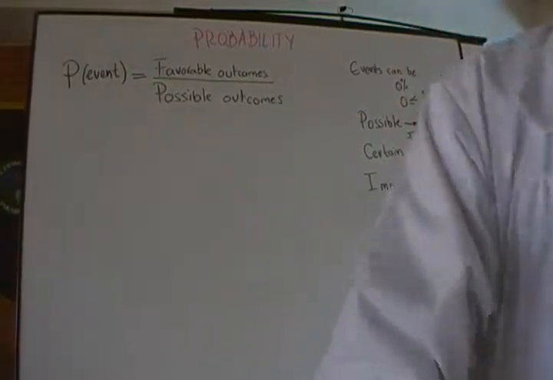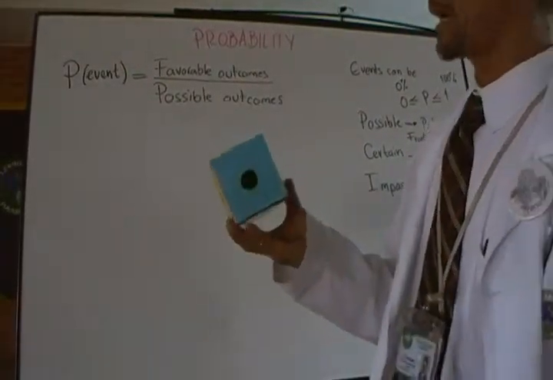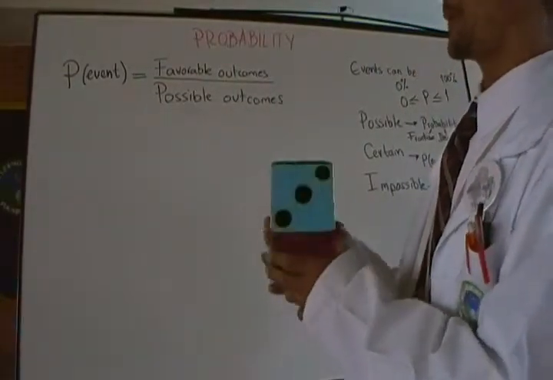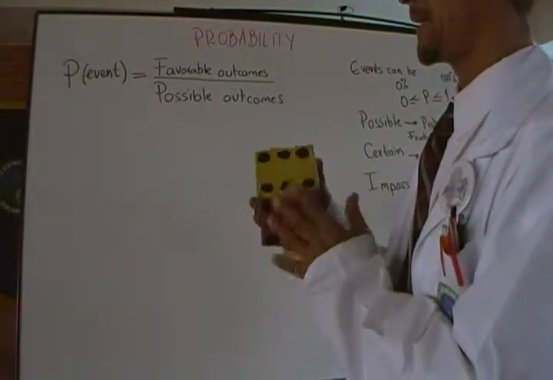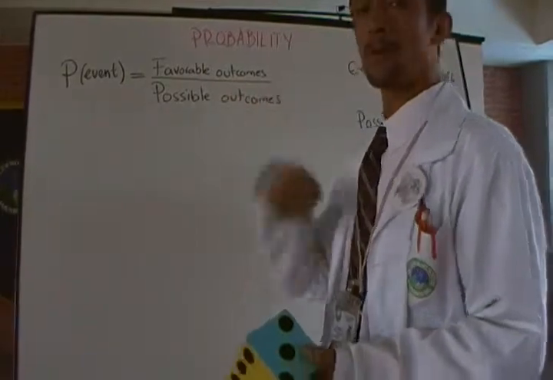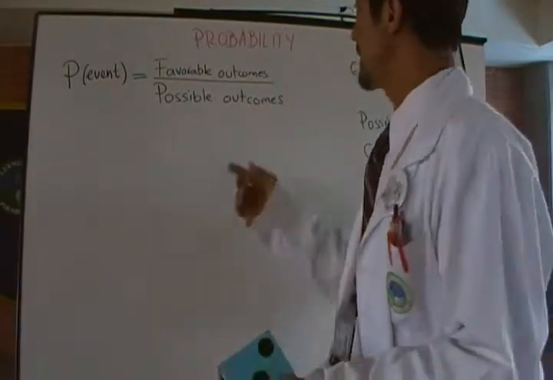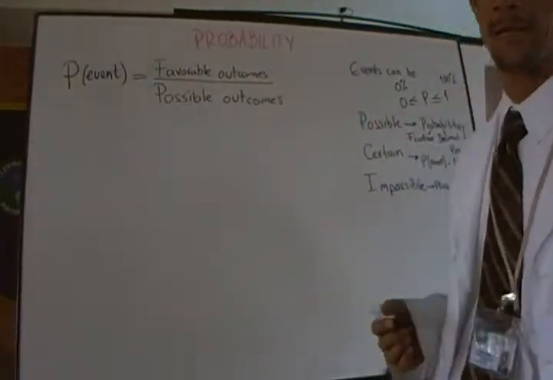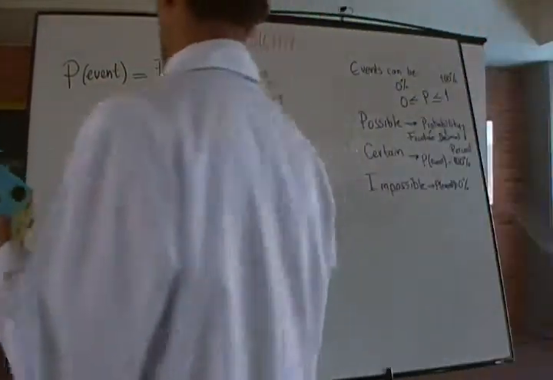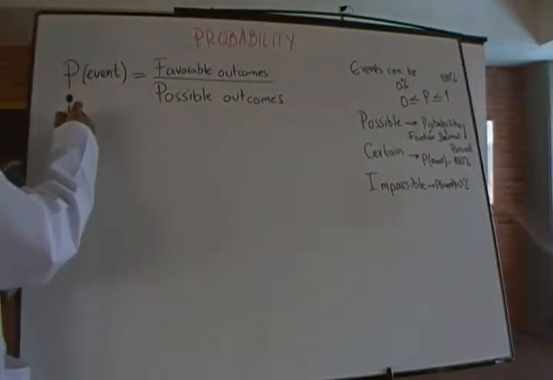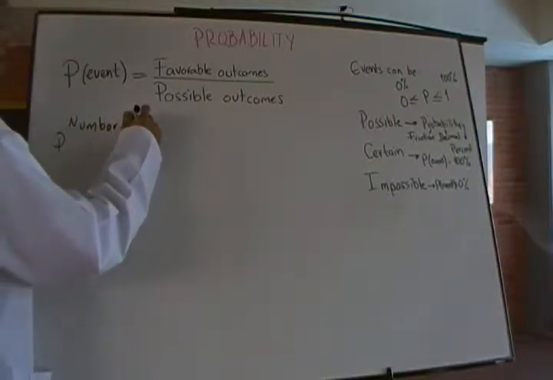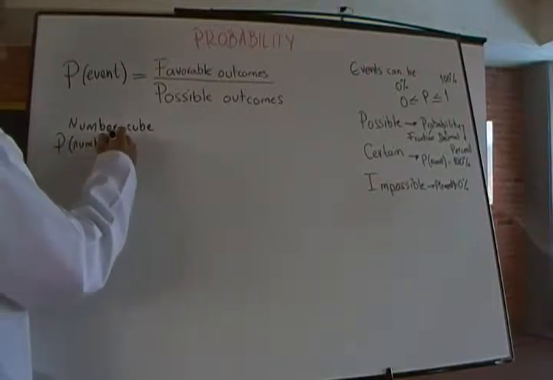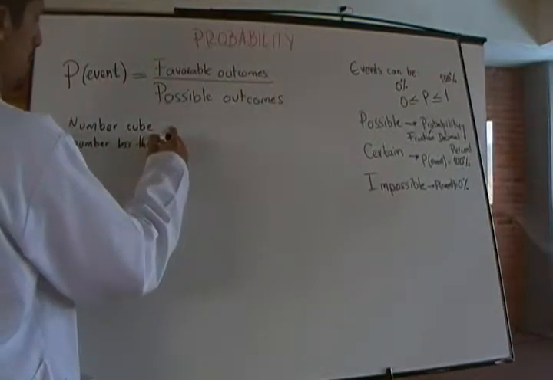possible outcomes. For example, if I have a number cube and in my list of possible outcomes, or sample space, 1, 2, 3, 4, 5, and 6, I have that all the possible outcomes are 6 possibilities. Now, it depends on the event that I want to analyze to get the probability. For example, if I want to get on a number cube the probability to get a number less than 4.